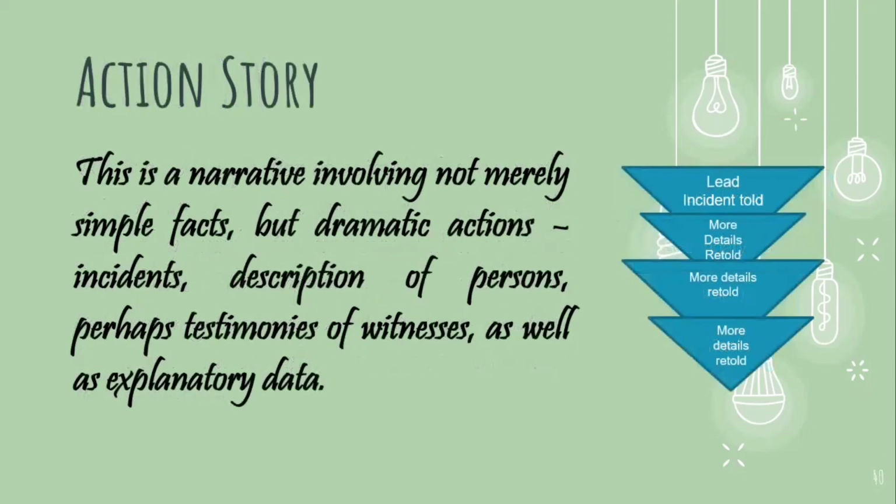Action story. This is a narrative involving not merely simple facts but dramatic actions, incidents, description of persons, perhaps testimonies of witnesses, as well as explanatory data. In writing this kind of story, first, write a summarizing lead in any appropriate form. Relate the most important details in narrative or chronological form. Tell the story again, giving more details. But be careful not to begin the chronological order just after the beginning. Give sufficient attention to the elaboration of important information, background, and interpretation. Each unit must be closely interlocked.